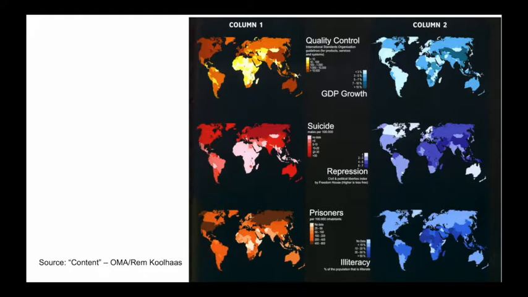Okay. When you start to look at the relationships between, just the power of how these maps are grouped starts to illustrate some more complex thinking. And so what is the relationship between suicide and repression? Or what is the relationship between number of prisoners and illiteracy? What is the relationship between quality, I believe that's quality of life, or quality control, International Standards Organization guidelines for products, okay, and GDP.